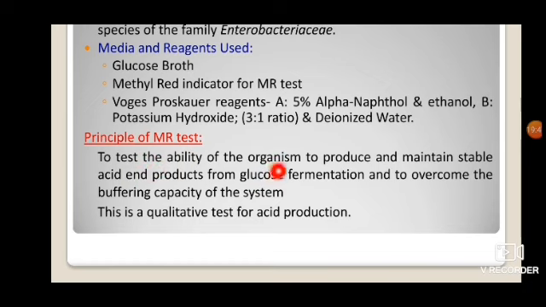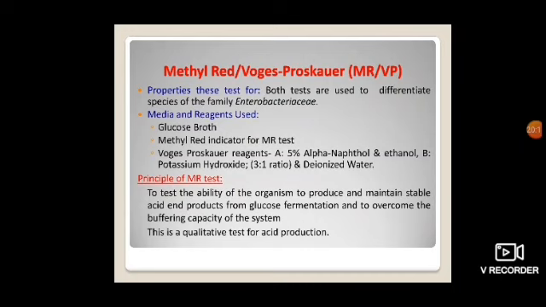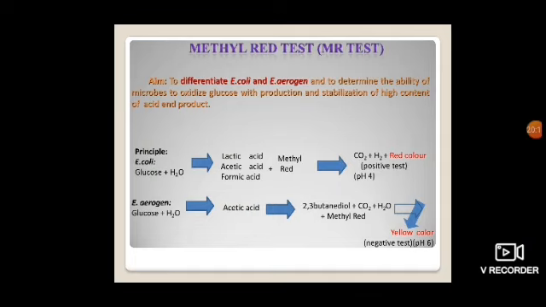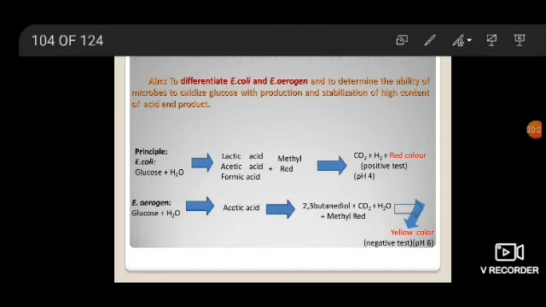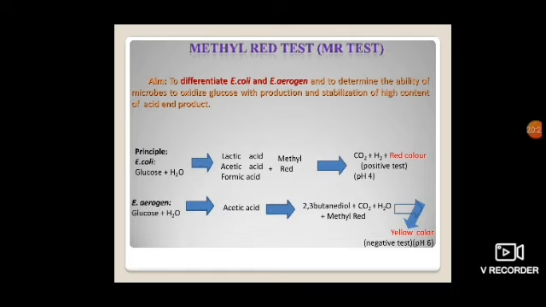So this tests the ability of an organism to produce and maintain the stable acid end product from glucose fermentation, and to overcome the buffering capacity of the system. This is specifically a qualitative test for acid production. The methyl red procedure is carried out for the acid production test. In this reaction we can easily observe how a methyl red test is considered positive and how it is considered negative.